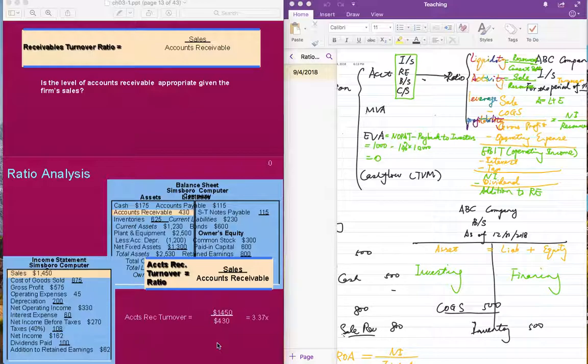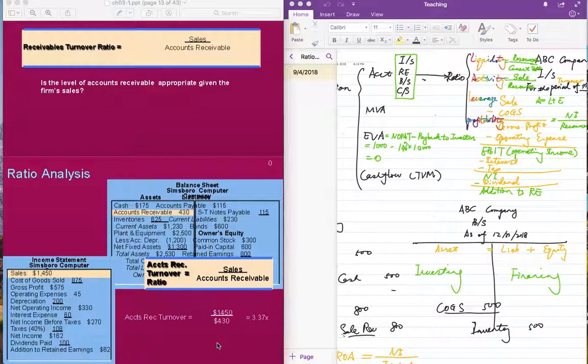What does that mean? Our sales cover 3.37 times our accounts receivable. Yeah, we can interpret it that way, but what does that actually mean? That actually means this. Our firm collects cash from accounts receivable 3.37 times within a year. So our firm collects cash from accounts receivable 3.37 times in a year.